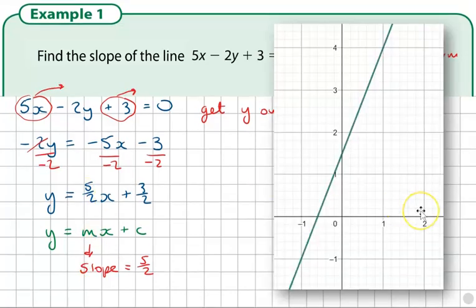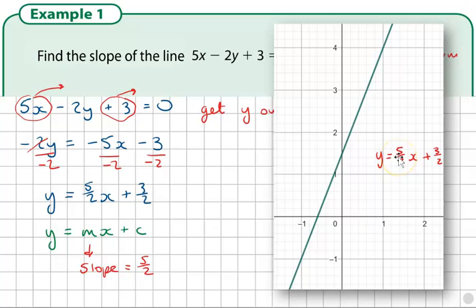So here's our line. Y equals 5 over 2x plus 3 over 2. So let's start off with the y-intercept. So we can see that this line is crossing the y-axis at 1.5. And 3 over 2 is 1.5. So that is the y-intercept. And the slope is 5 over 2.